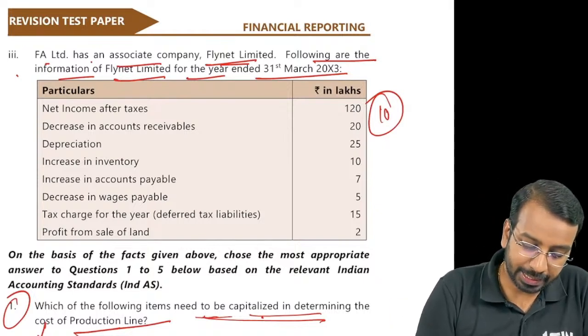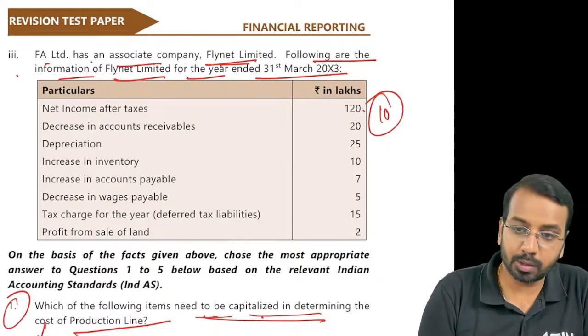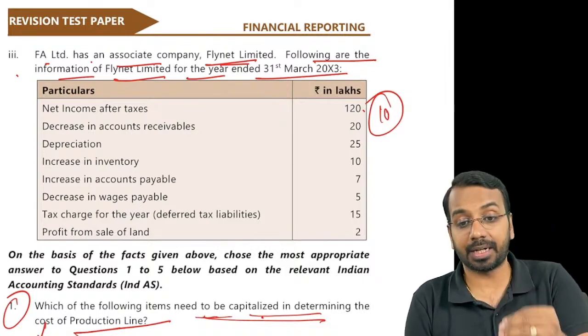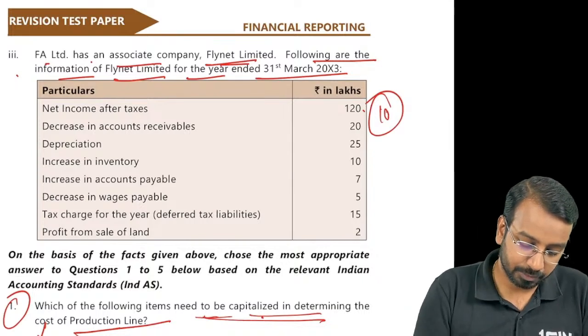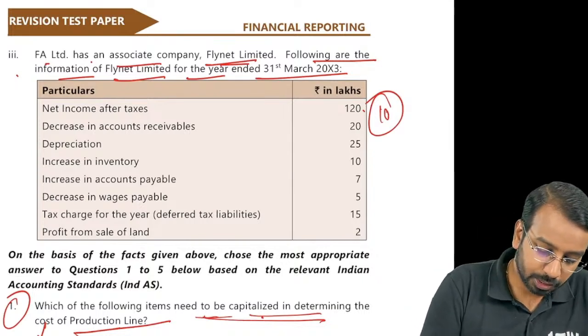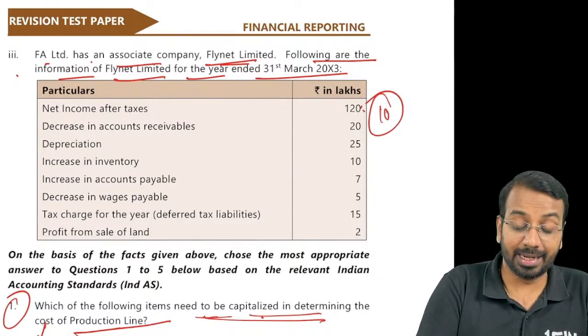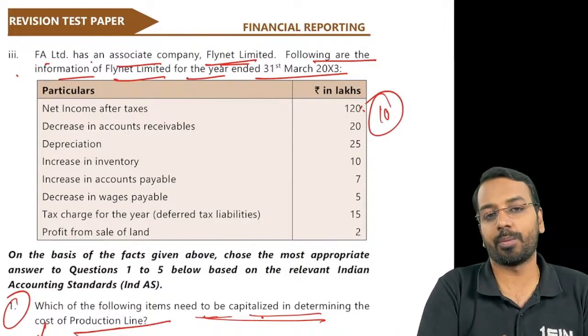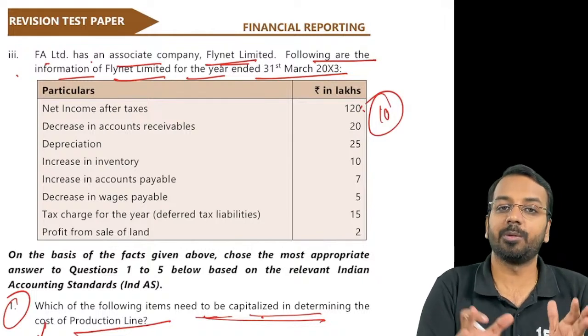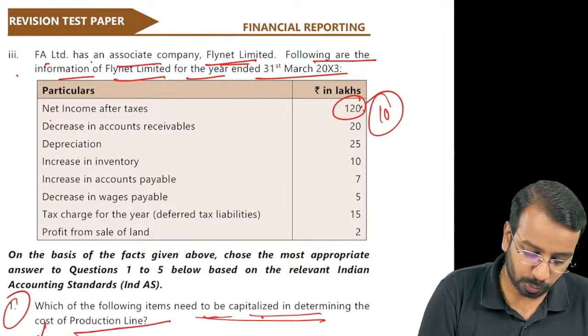So what are they given? Net income after taxes 120. Okay, so they are given after taxes, so we will have to adjust back the taxes. But again, tax payment is deducted to arrive at net cash flow from operations, so whatever you do, the net impact will be 0. So net profit after taxes 120.